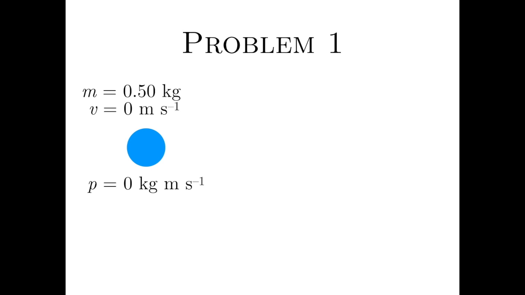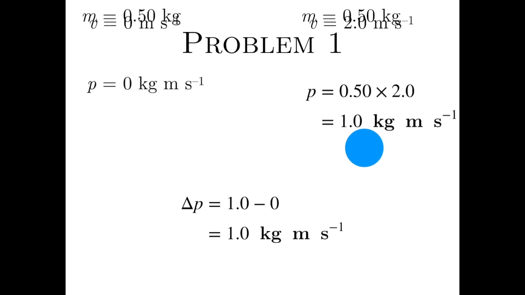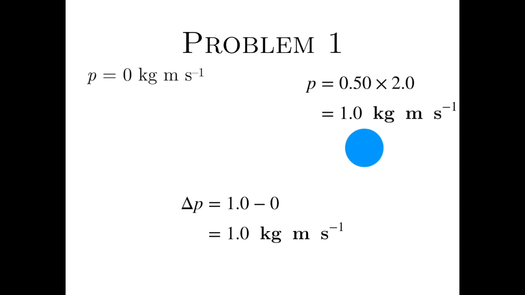Now, let us use this concept to solve the first problem. Say we have an object of mass 0.5 kg, which was initially at rest. Its momentum will be 0. When it's moving at 2.0 meters per second, its momentum will be 0.50 times 2.0, which is equal to 1.0 kilogram meter per second. So, the change in momentum will be calculated to be 1.0 minus 0 equal to 1.0 kilogram meter per second.